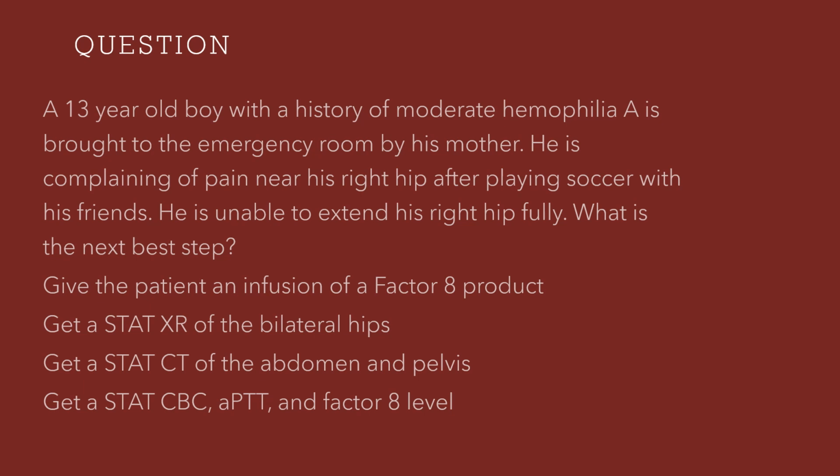The correct answer is to give him an infusion of factor VIII. We know that he has hemophilia A, and he's got obvious bleeding signs. We're concerned about that iliopsoas bleed. So we would give him replacement of that factor to stop that bleeding. The other answer choices are more diagnostic and would confirm your diagnosis, but we want to stabilize the patient first.